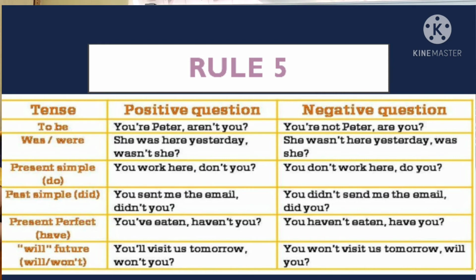Next, present simple. Here you won't have a helping verb. So then what do you have to write? You have to use do or does for present simple. You work here, don't you? You don't work here, do you?